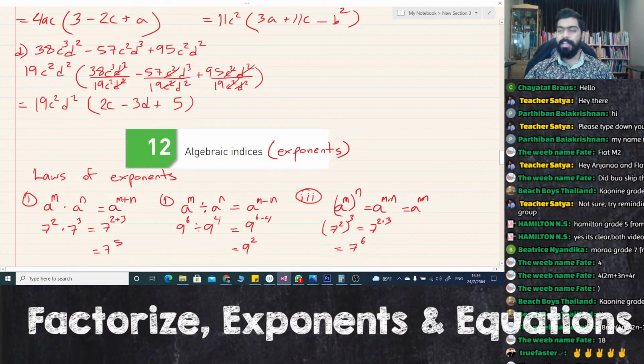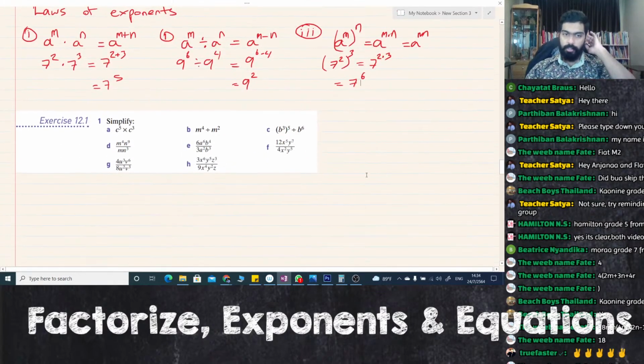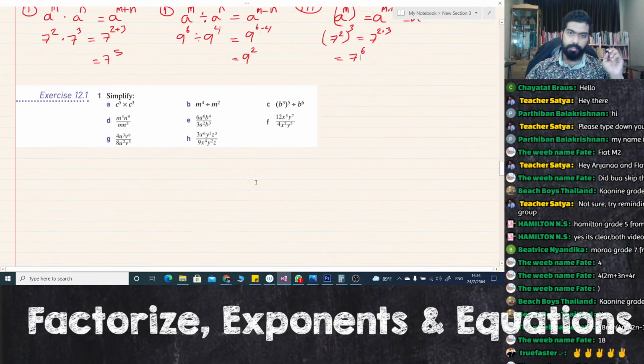All right, now let's take this understanding and go solve a few questions. Okay, so let's go ahead and solve these questions, guys. There are 8 questions in total, but it's pretty easy. So question A: we have c to the power of 5 multiplied by c to the power of 3. Now we are going to use law number 1 here. This is the same as c to the power of 5 plus 3, which is equal to c to the power of 8. Right, guys.